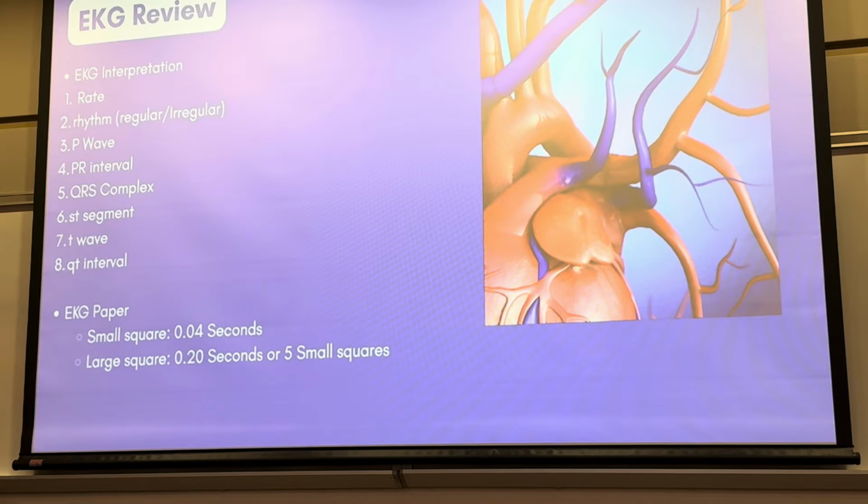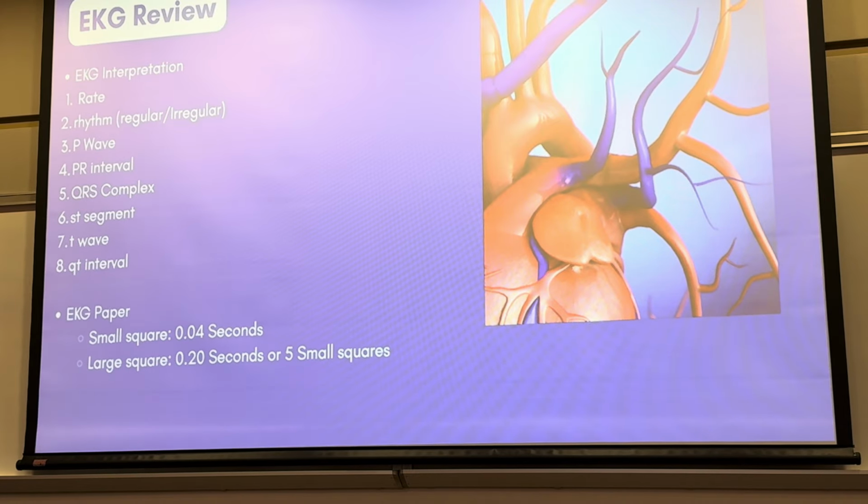Your QRS complex, that's your ventricular depolarization, or your ventricles contracting, squeezing, pumping that blood. We have our ST segment and that T wave. It's going to be your ventricular repolarization, or your ventricles relaxing, filling up with blood for that next contraction, that next beat as well. Then we have our QT interval at the end. So that's a step-by-step guide of how I should look at my rhythm, okay?